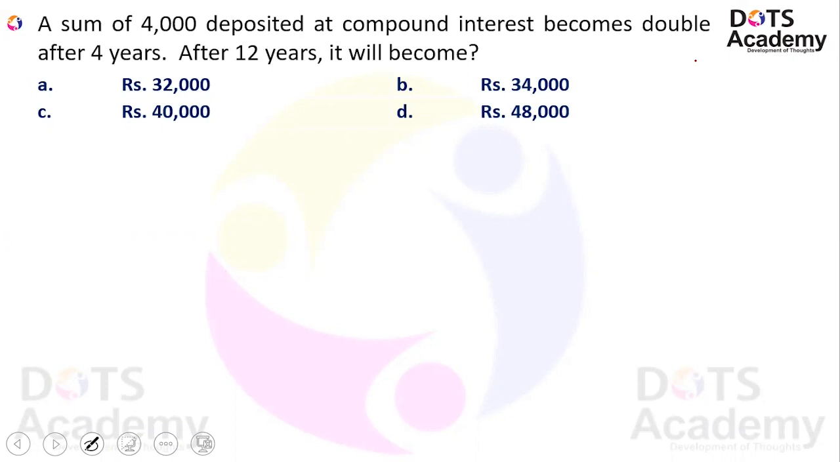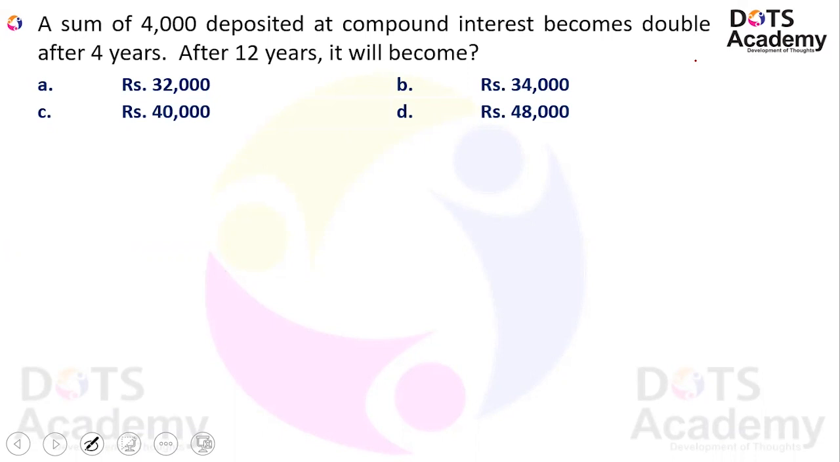First problem: a sum of 4,000 deposited at compound interest becomes double after 4 years. After 12 years, it will become. So there are four options: 32,000, 34,000, 40,000, and 48,000.